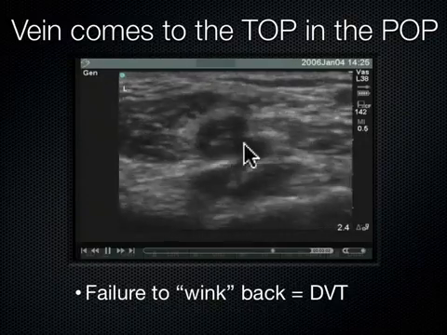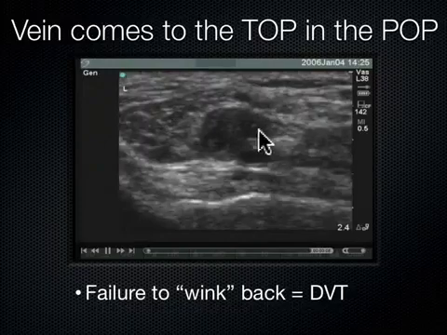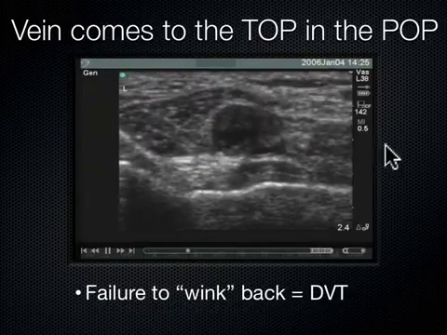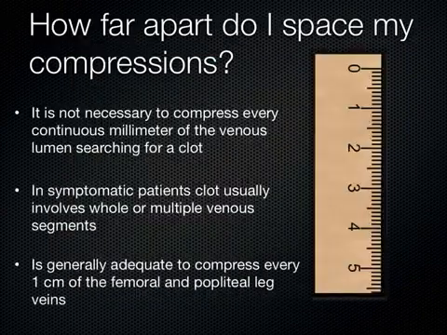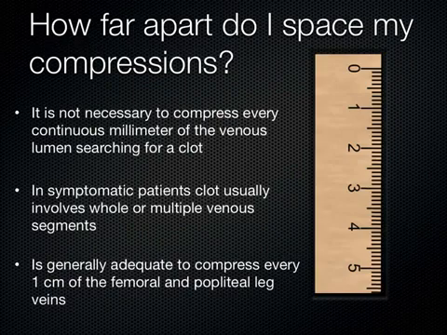This is the popliteal vein out here, very dilated with this echogenic thrombus in it. Okay, the vein comes to the top of the pop. Now you're probably wondering to yourself, how far apart do I space these compressions? Do I go every continuous millimeter so I don't miss that little clot in there? Or is it okay to skip every centimeter?